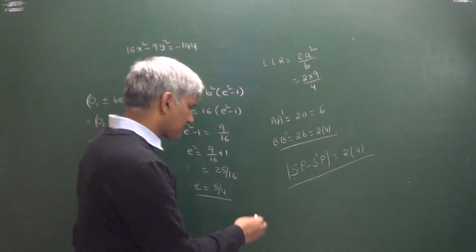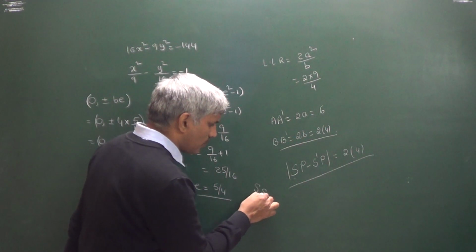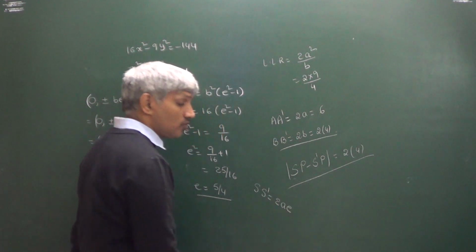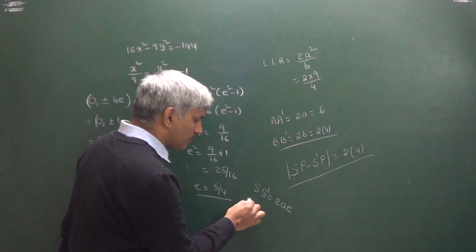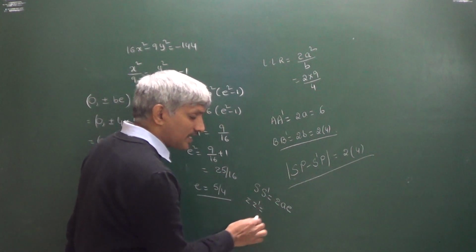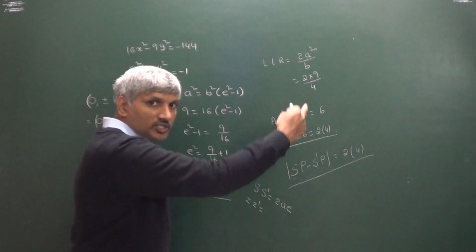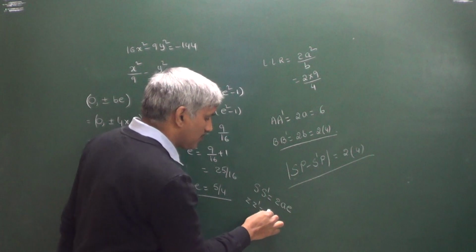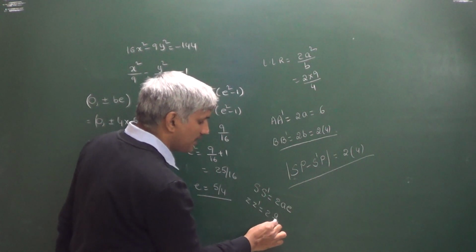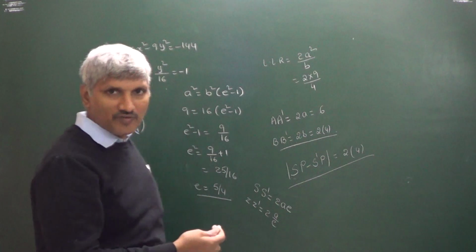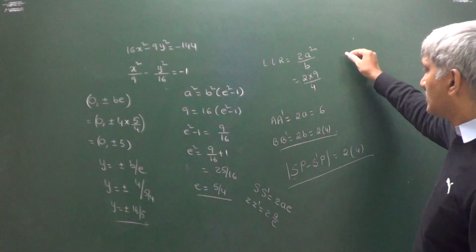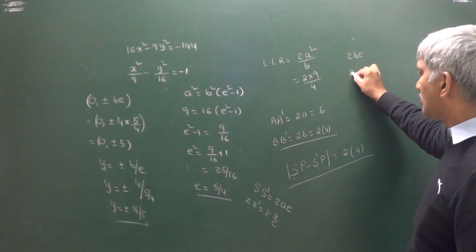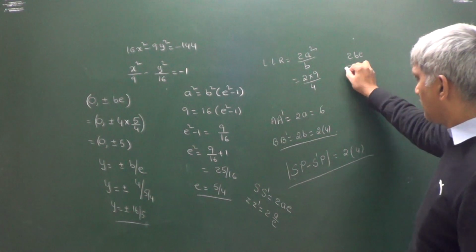At the same time, whether in ellipse or hyperbola, what is the distance between two foci? Distance between two foci is equal to 2AE. And what about the distance between two directrices? One directrix is A by E, the other directrix is minus A by E. The distance between those two directrices is equal to 2 into A by E. But in the second case, the distance between two foci is equal to 2BE, and the distance between two directrices is 2B by E.